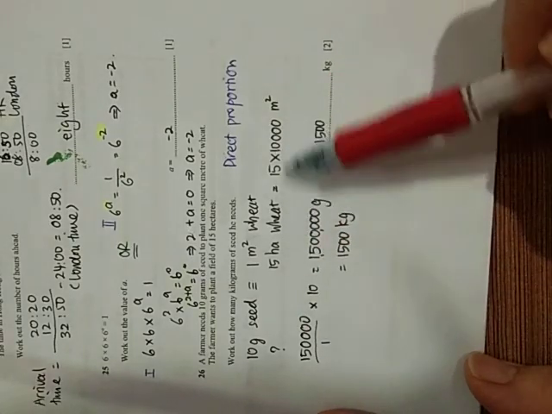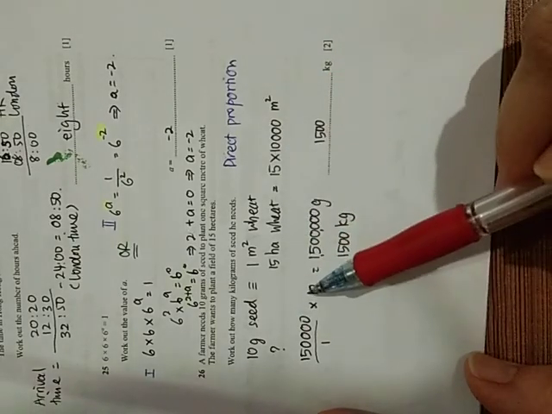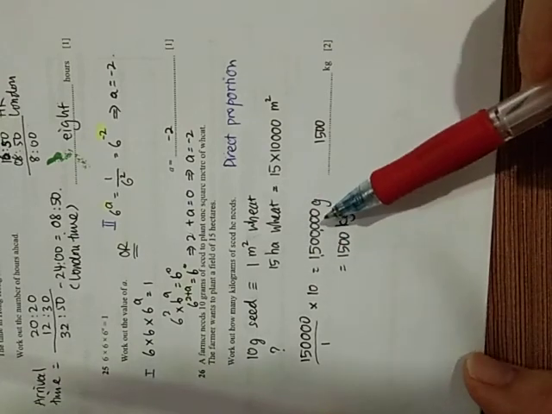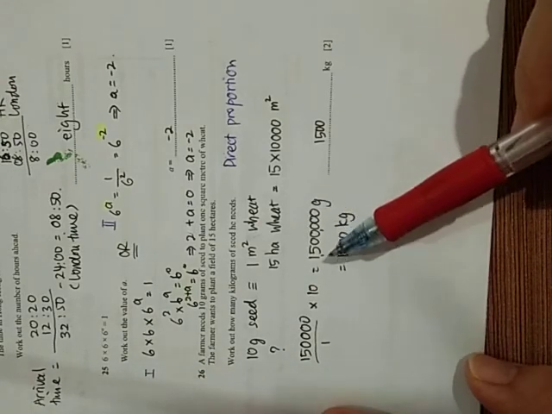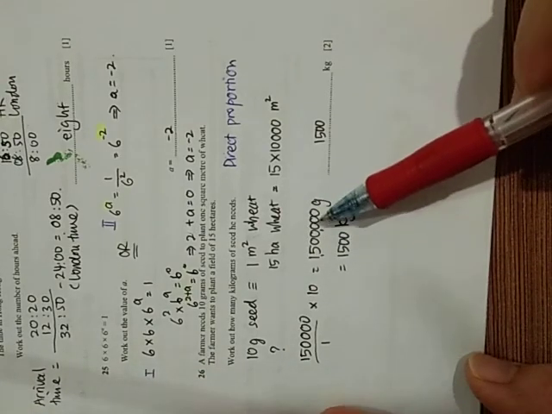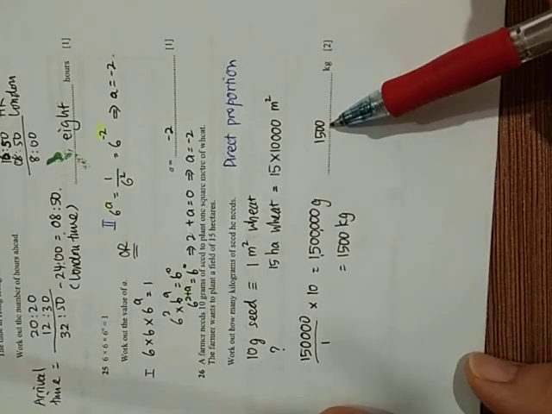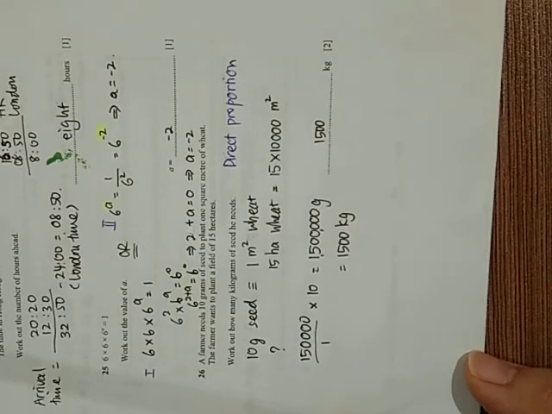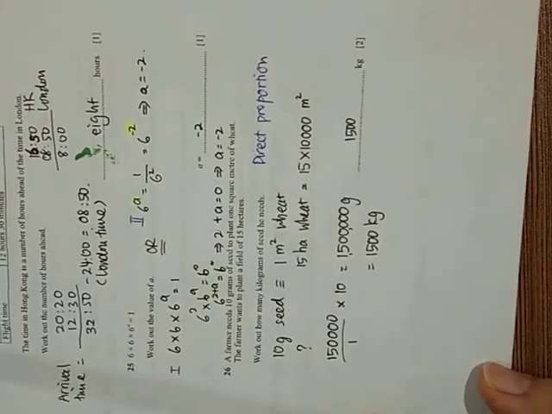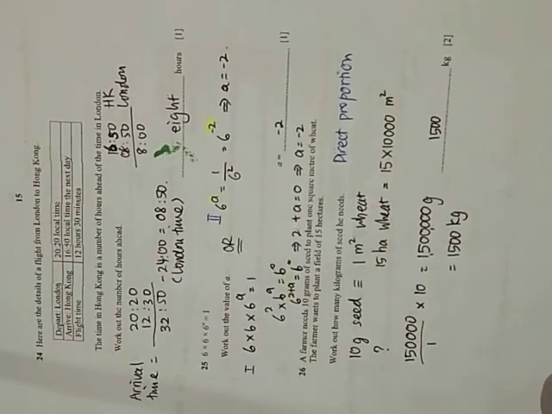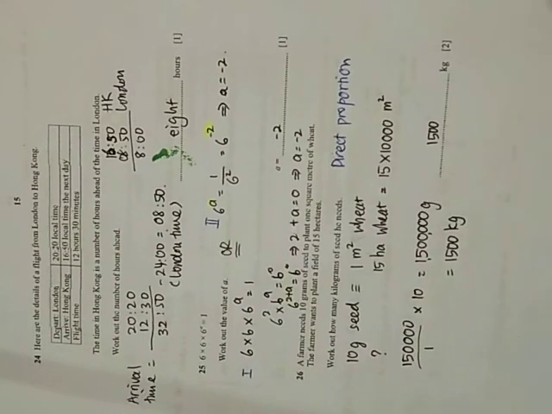So that will lead us to 150,000 times 10 to calculate the amount of seed he needs. It's 1.5 million grams. Convert this to kilograms: divide by 1,000, and you get 1,500 kilograms. And that's the end of the paper. So quite an okay paper. All the best.